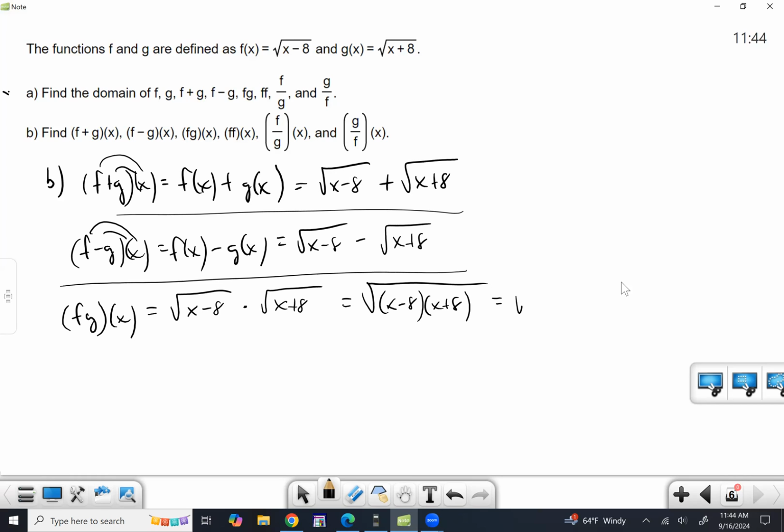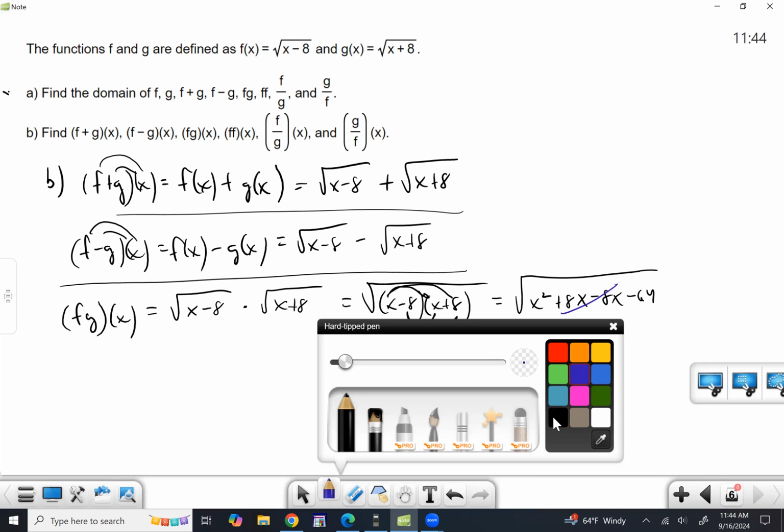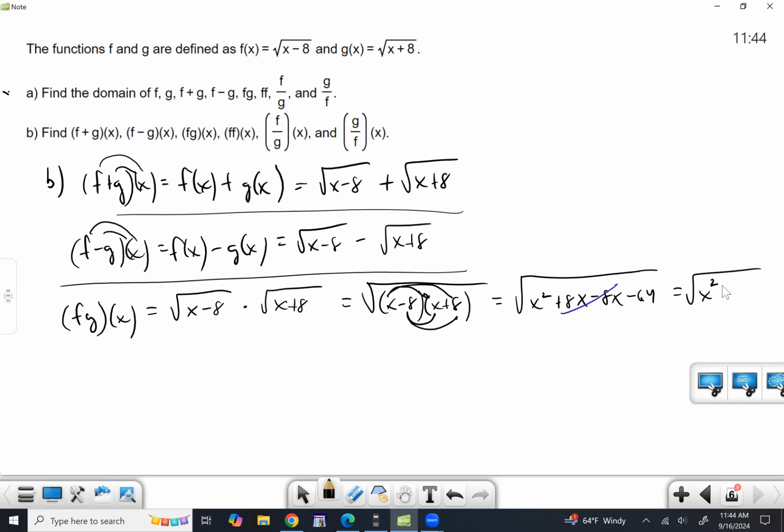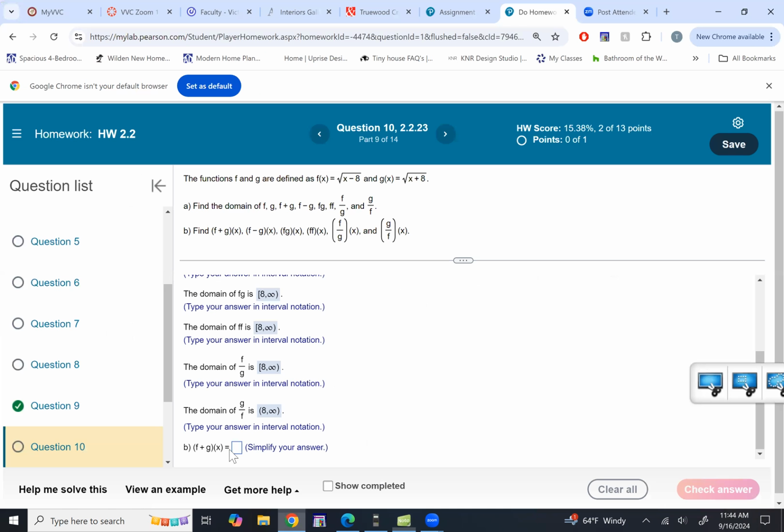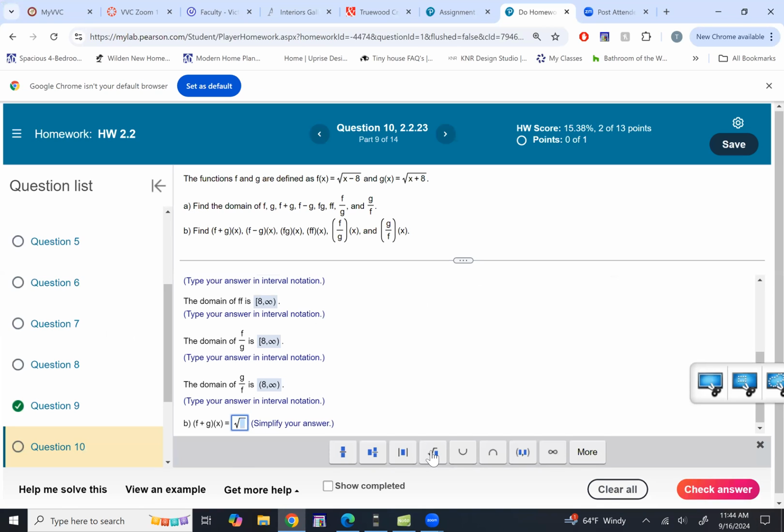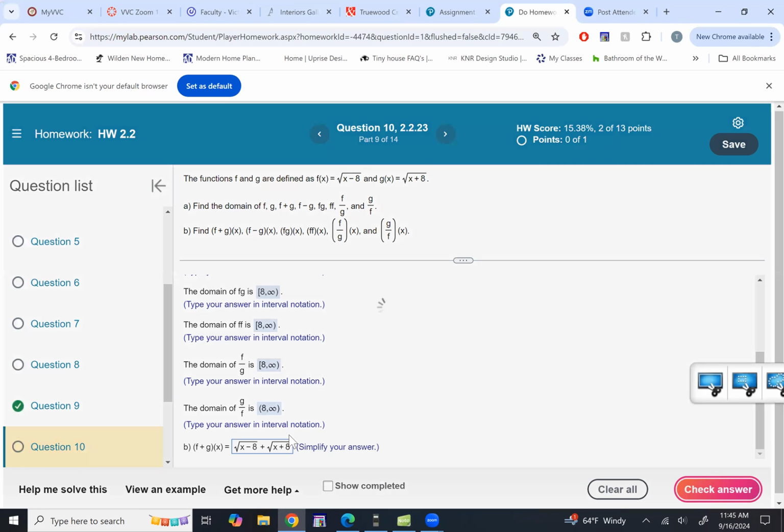So we're going to go ahead and FOIL. So we're going to go x squared, positive 8x, negative 8x, and negative 64. And then those middle ones will cancel out because they're opposites of each other. So it's just going to be the square root of x squared minus 64. All right, let's go put these guys in. Make sure you get out of the radical. Sometimes I see students staying in the radical and they're like, why is it marking me wrong? So you have to make sure you hit that right arrow to get out of the radical.